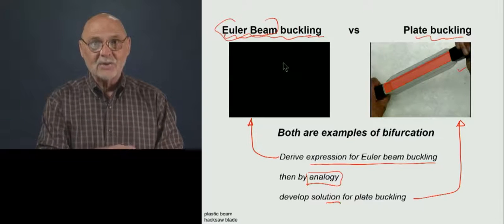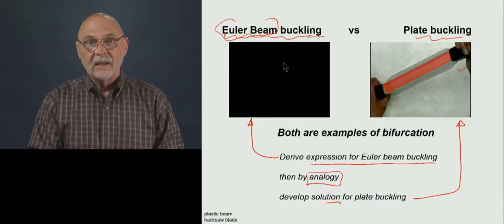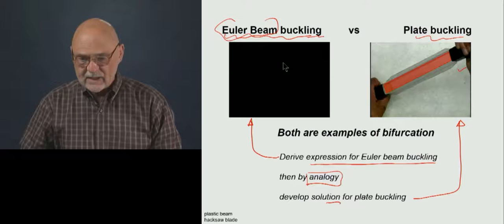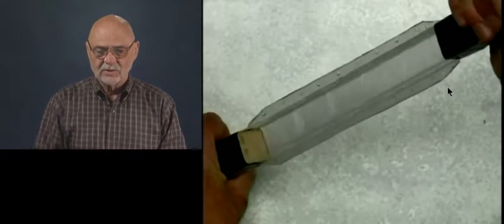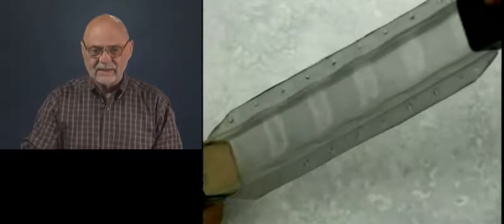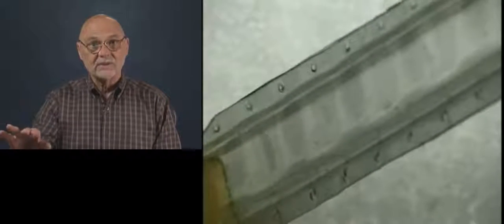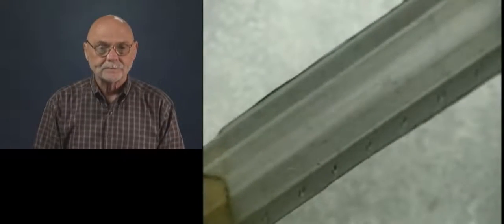Okay? So we're going to derive equations for that situation and then by analogy apply it to plate buckling, and ultimately this is what we're interested in. The plate goes from being flat to boom, this kind of a ripply shape. Okay?